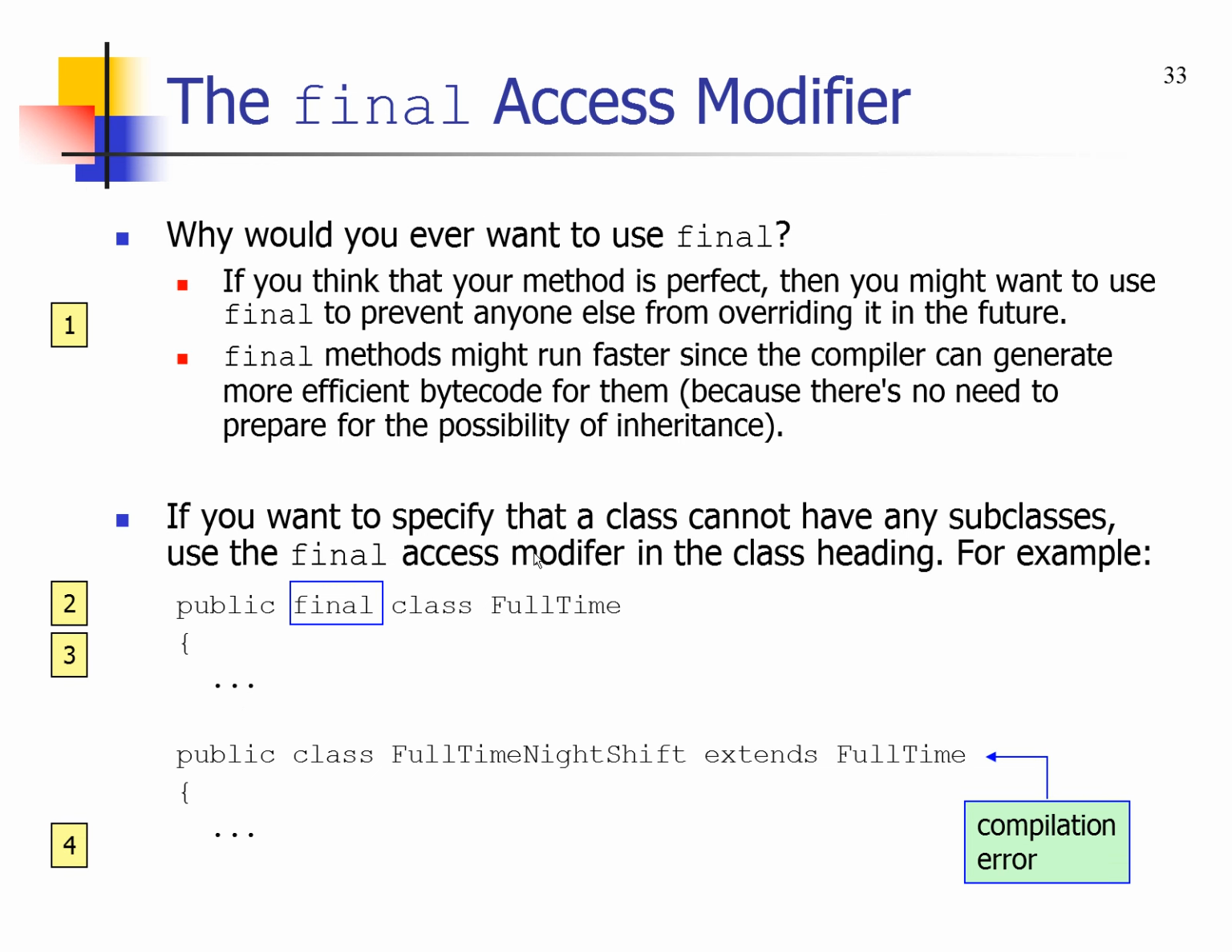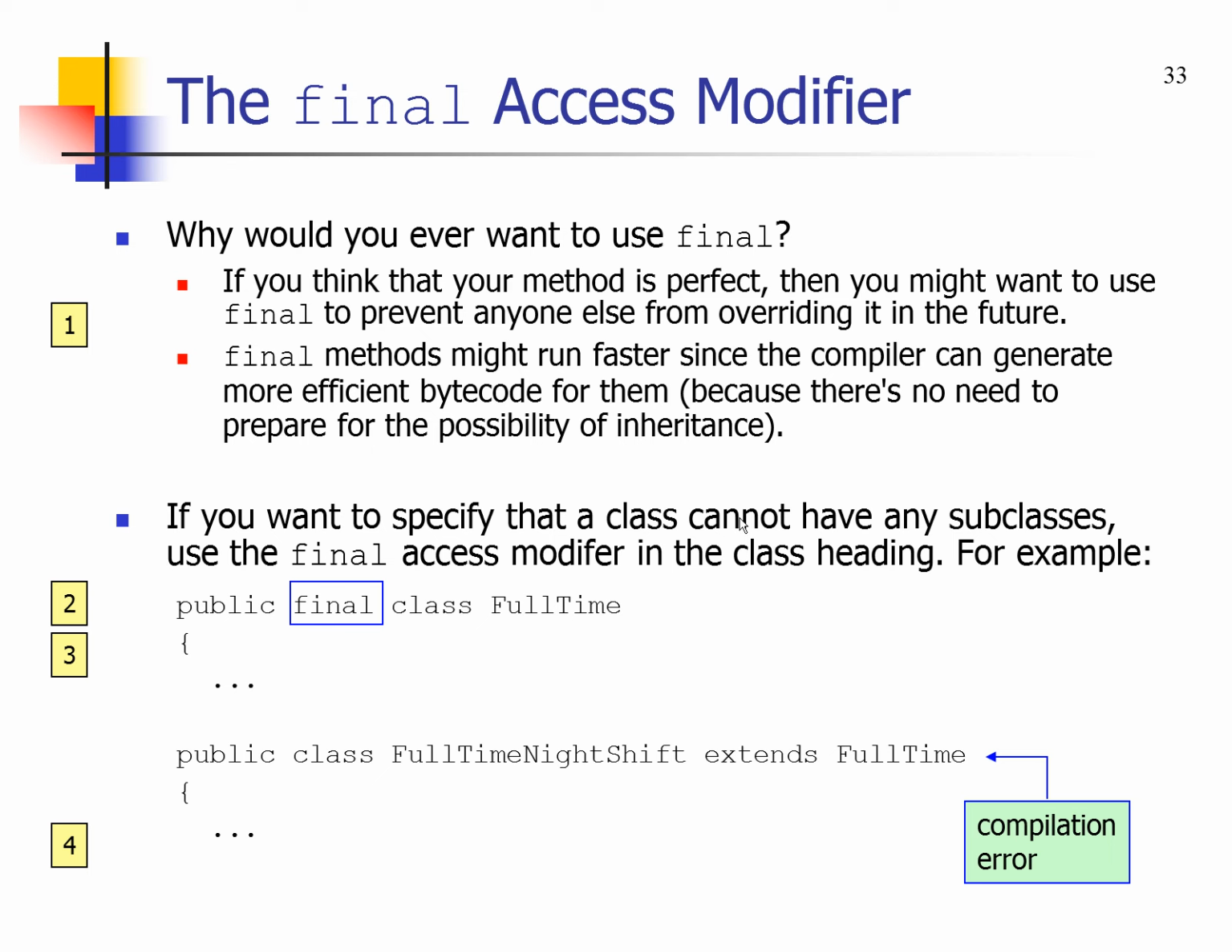It says, would you ever like to use this if you think that your method is perfect? Well, nothing's ever perfect, but if you thought it was perfect, then you might want to use final to prevent anyone else from overriding it in the future. Final methods might also run faster since the compiler can generate more efficient bytecode because there's no need to prepare for the possibility of inheritance. If you want to specify that a class cannot have any subclasses, in other words, person couldn't be extended into employee, then you would just say public final class full-time. Then it wouldn't do anything else.